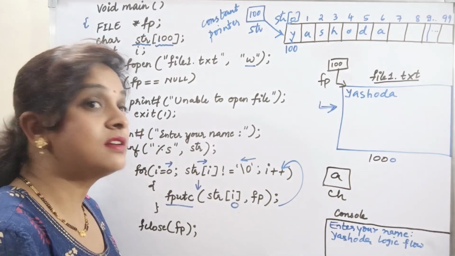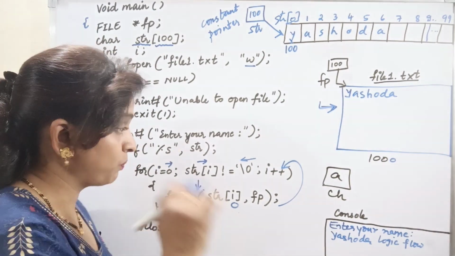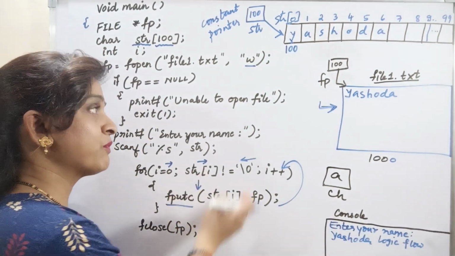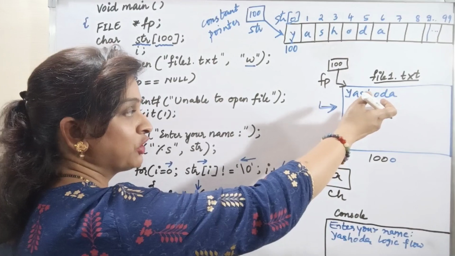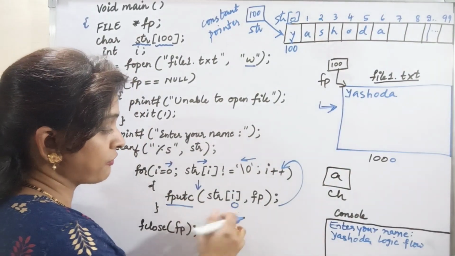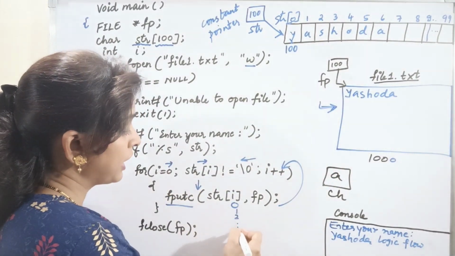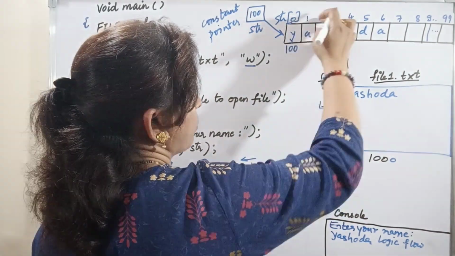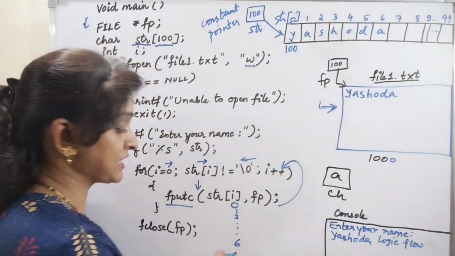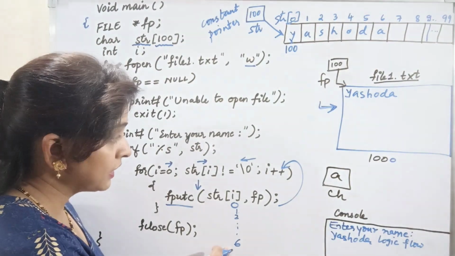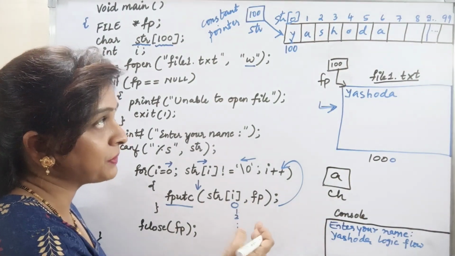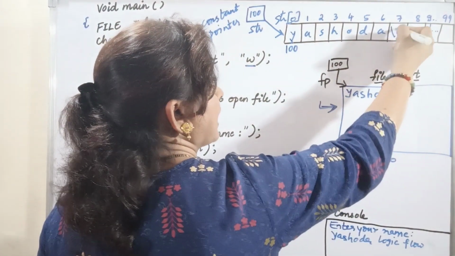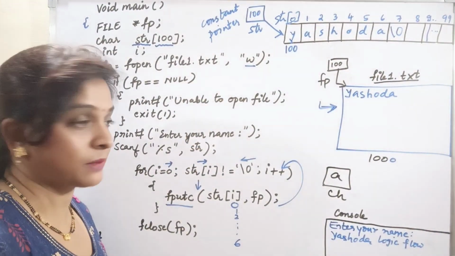So how to handle that? We'll see now. We have inputted these characters. So character by character is stored into the file. See, str of i, then 1, 2, it goes on up to 6. 0, 1, 2, 3, 4, 5, 6. And after that, what happens? When a space is encountered, a null character will be appended there.